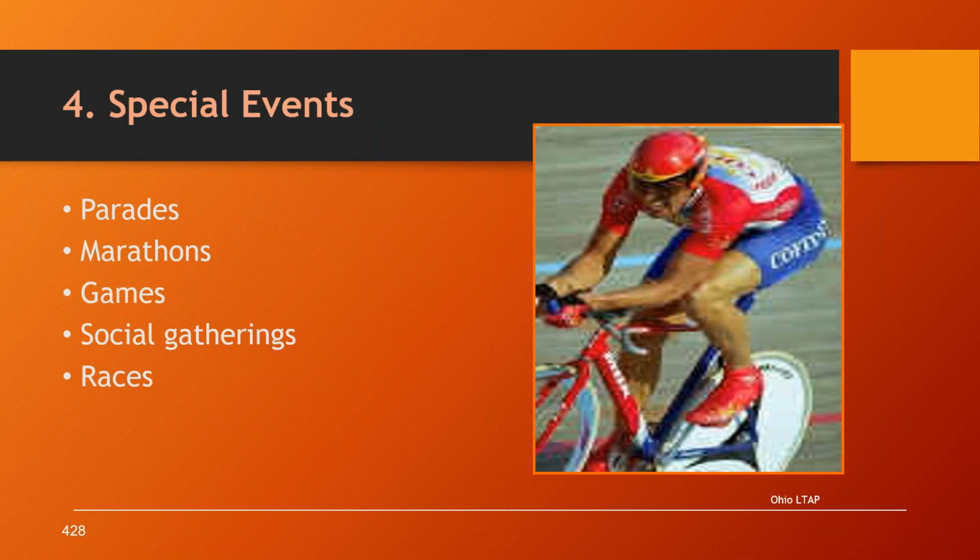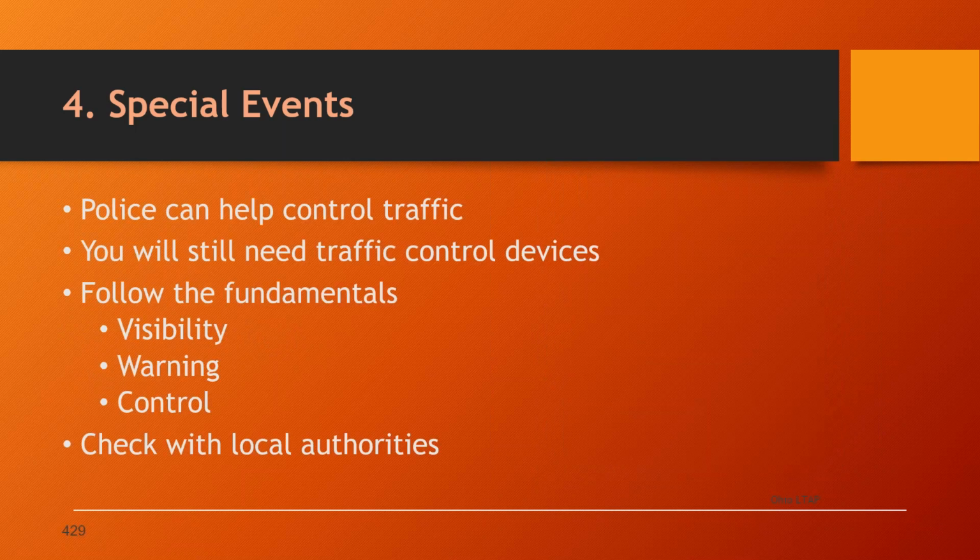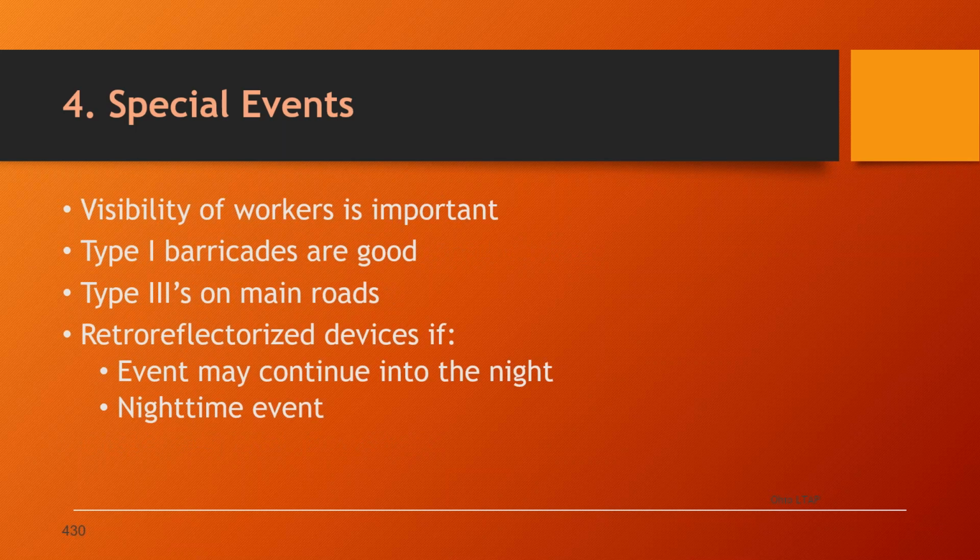Then we have our special events, which are parades, marathons, games, social gatherings, races, festivals, things like that. So in these cases, we can count on police to help us with traffic control, and we may need to install traffic control devices. And of course, in doing so, we follow the fundamentals of visibility, warning, and control, and check with local authorities. Visibility of workers is important. Make sure all the workers have the proper apparel on.